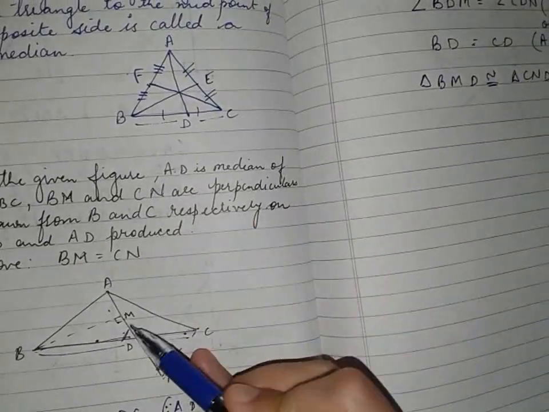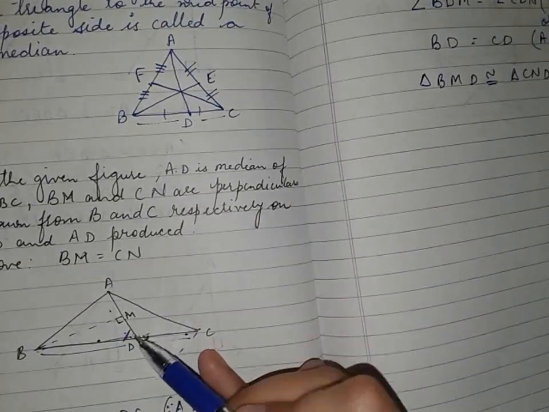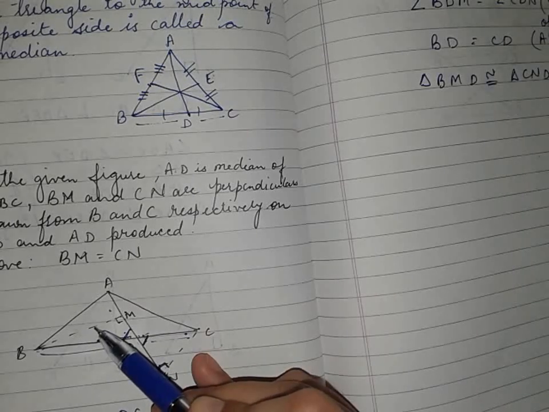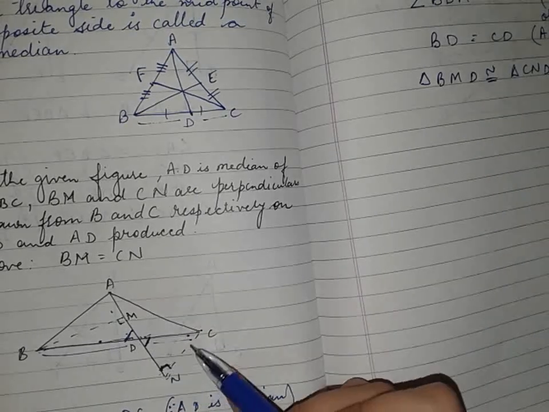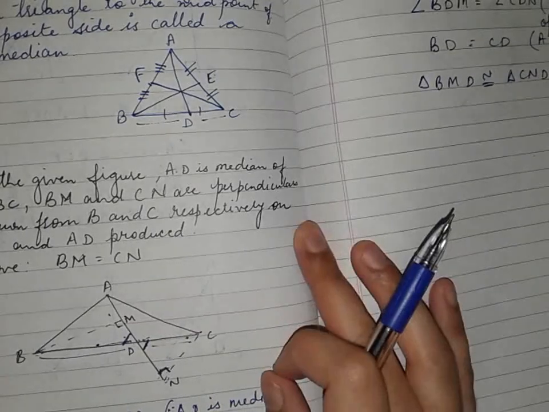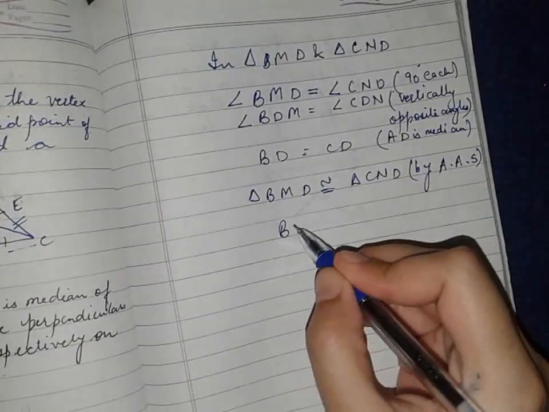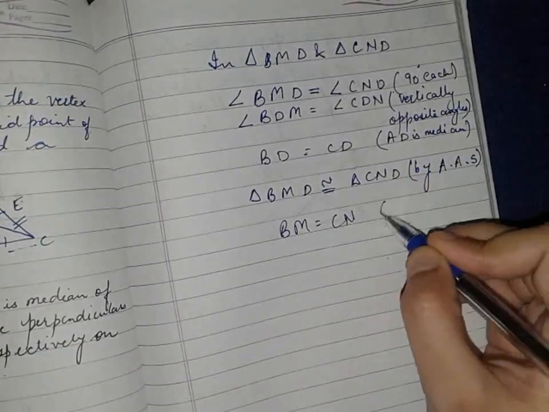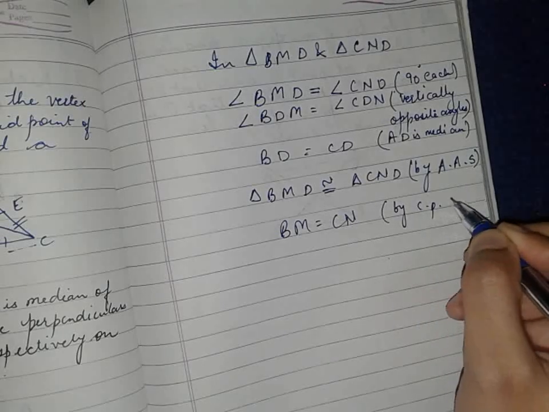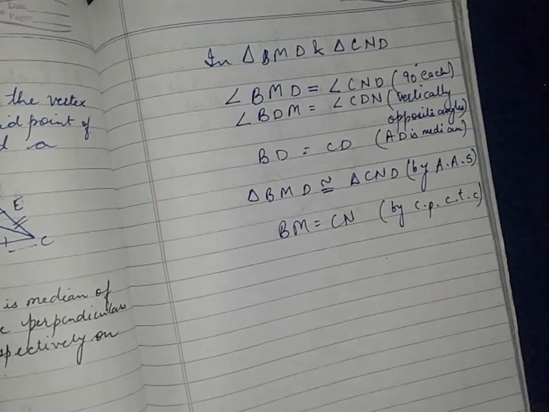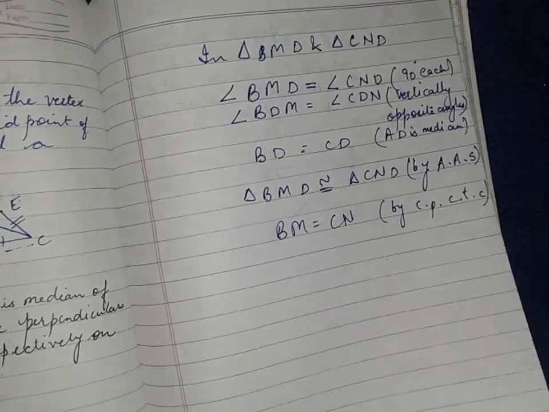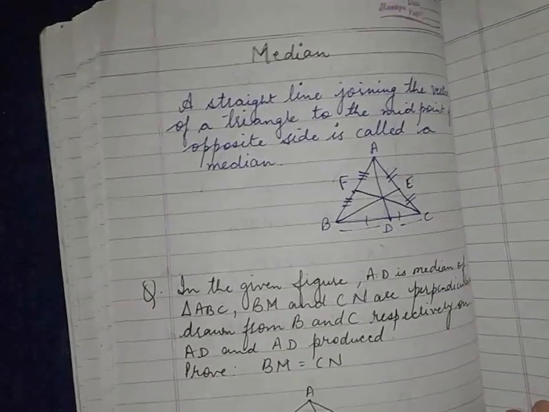BM is equal to CN. BM was opposite to this vertically opposite angle and CN was also opposite to it, which means these are corresponding sides. So BM is equal to CN by CPCT. We have proved. See one more question now.